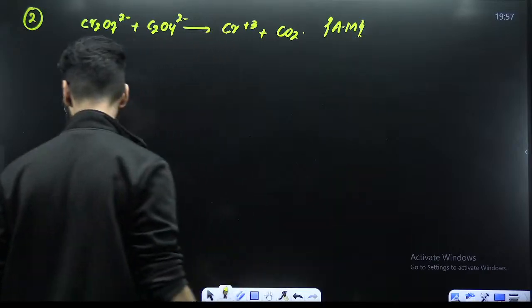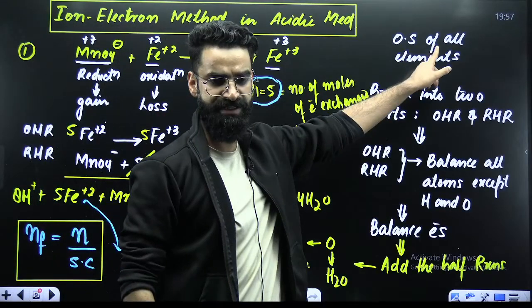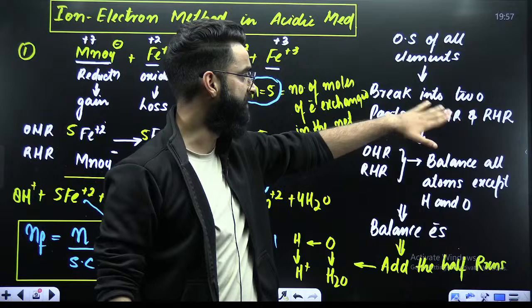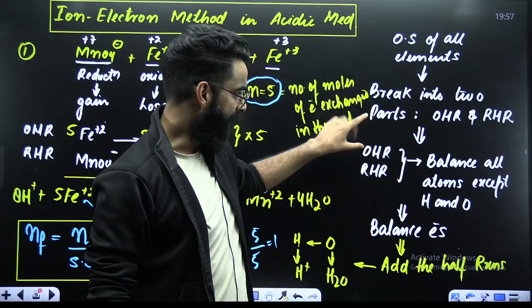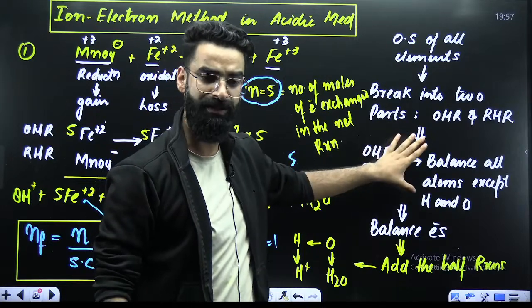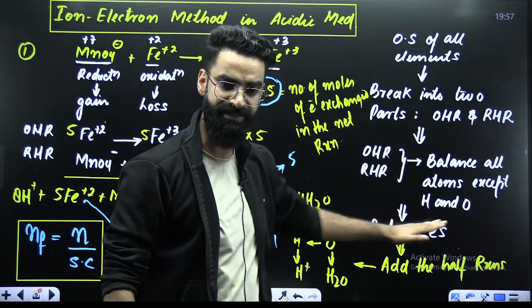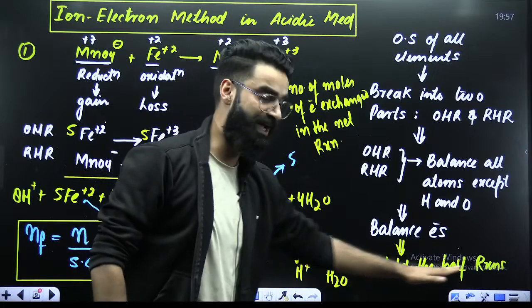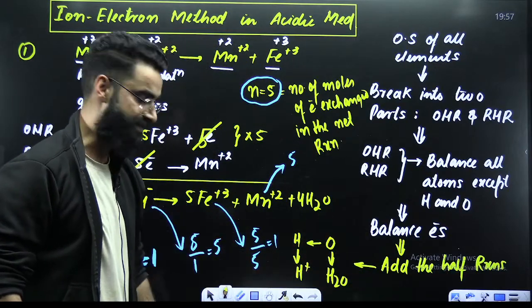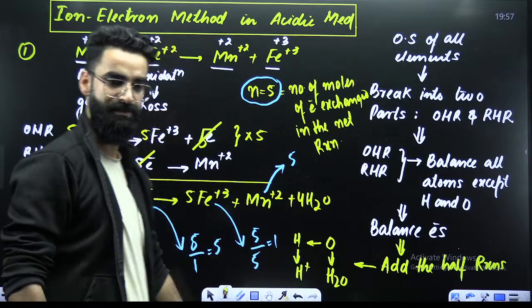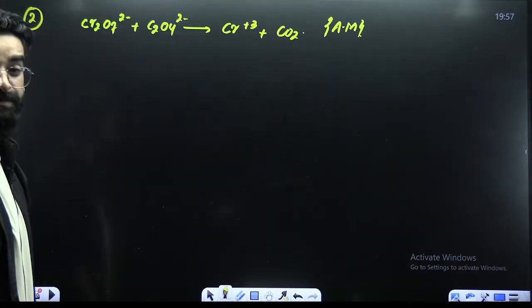Now, I hope you remember the steps. What are the steps? Number 1, oxidation state of all the atoms. Number 2, break the main reaction into 2 parts. Number 3, in oxidation and reduction half reactions, balance all the atoms. Next, balance the electrons. Next, add the half reactions. Next, balance oxygen with the help of water. Next, balance hydrogen with the help of H+. Right? Let's follow all of these steps one by one.